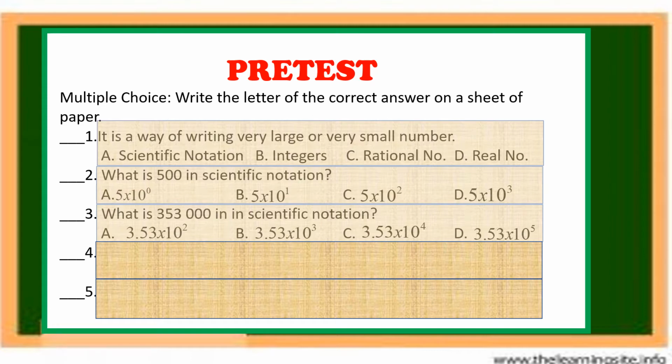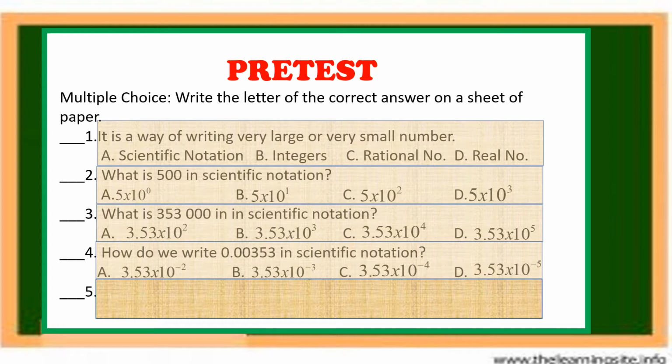Letter A, 3.53 times 10 squared. Letter B, 3.53 times 10 cubed. Letter C, 3.53 times 10 raised to the fourth power. Letter D, 3.53 times 10 raised to the fifth power.